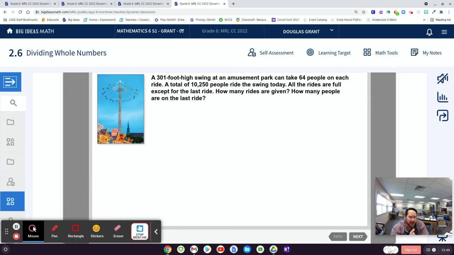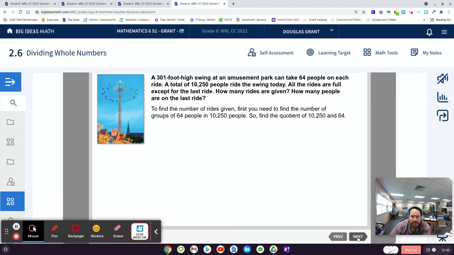So there's 3 numbers here. One of them is not important. Which number is that? Yeah, the height of the thing doesn't matter. The 300 feet does not matter. The numbers that we need are the 64 people per trip and the 10,250 people total. So to solve this, what operation are we going to use? Yeah, it's also kind of in this title right here, the dividing. So we're going to divide.